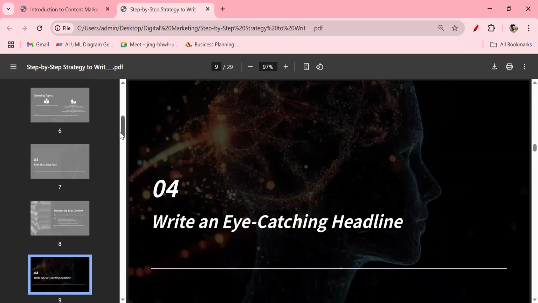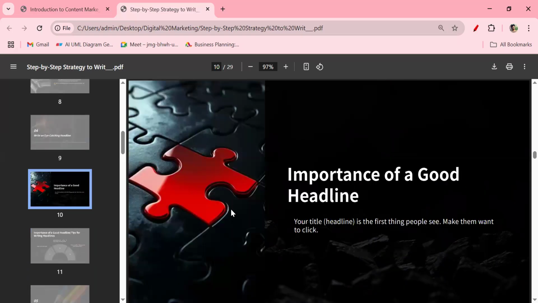Write an eye-catching headline. Importance of a good headline: your title is the first thing people see, and it makes them want to click. The headline is the first impression, and you know the saying, first impression is the last impression. Here the first impression is your headline. So you have to make the headline so attractive that if anyone gets their attention drawn to it, they will click on it.